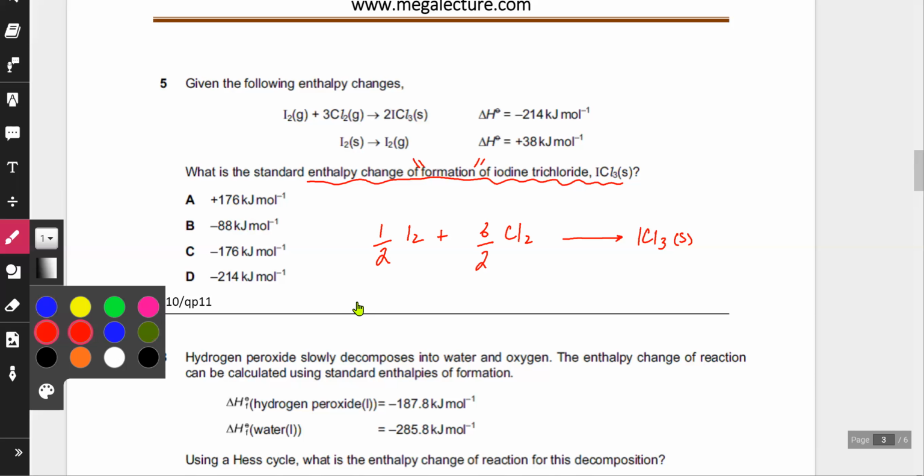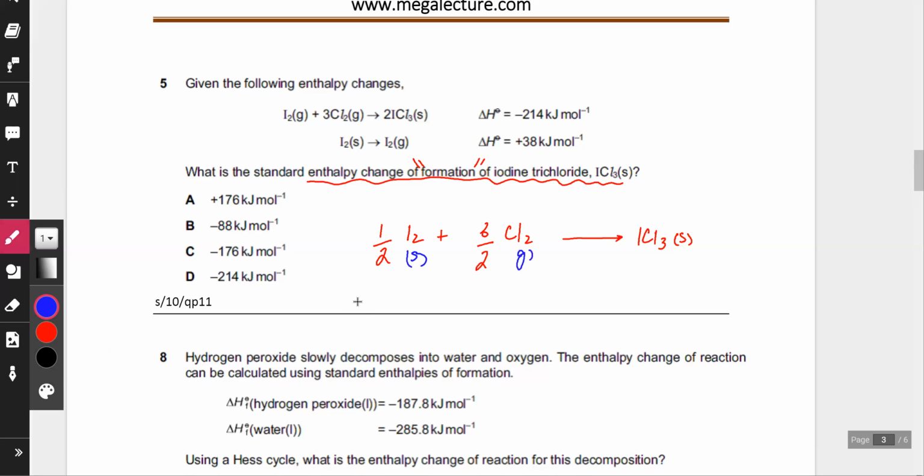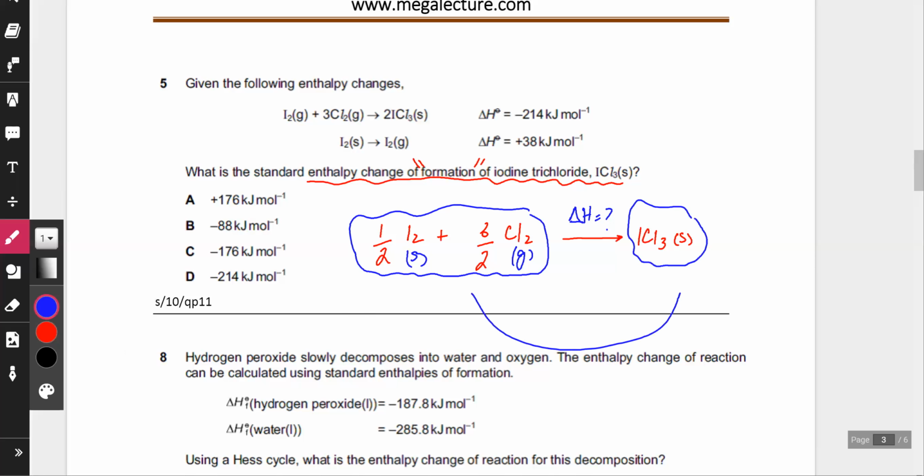So this is the part that you have to do. This would be solid, and this would be gas. So this is the enthalpy change that you have to figure out. You're going from the reactants to the products. Now try and figure out this other path.